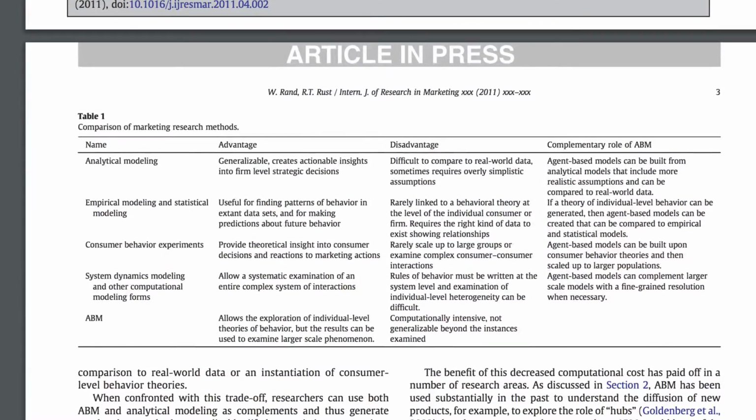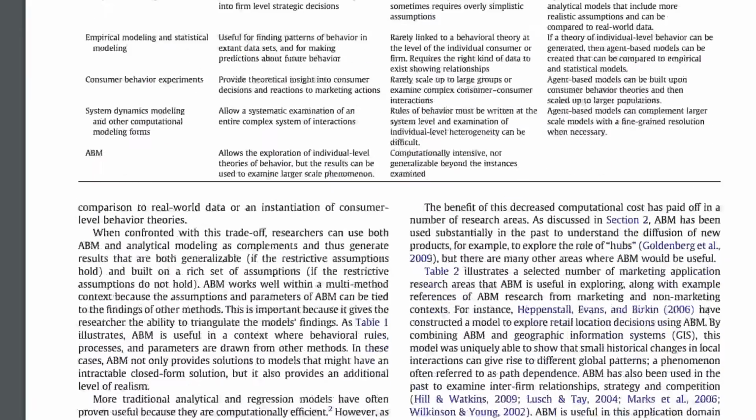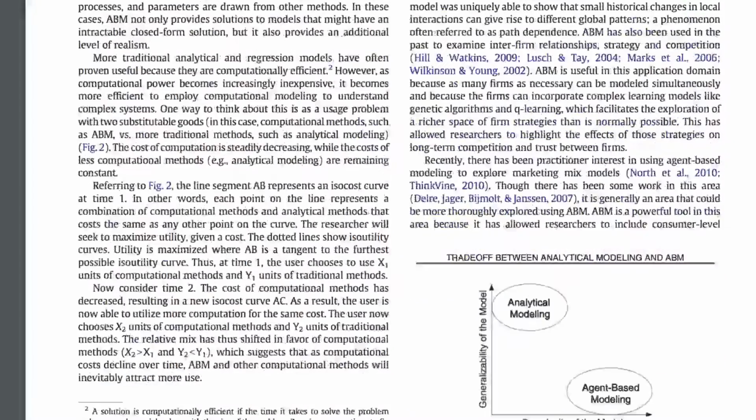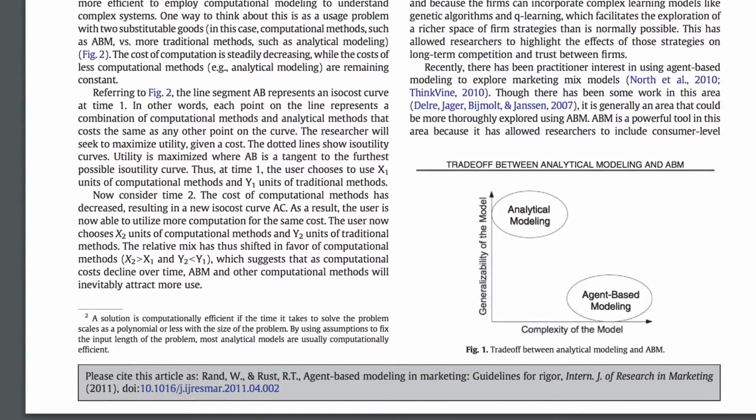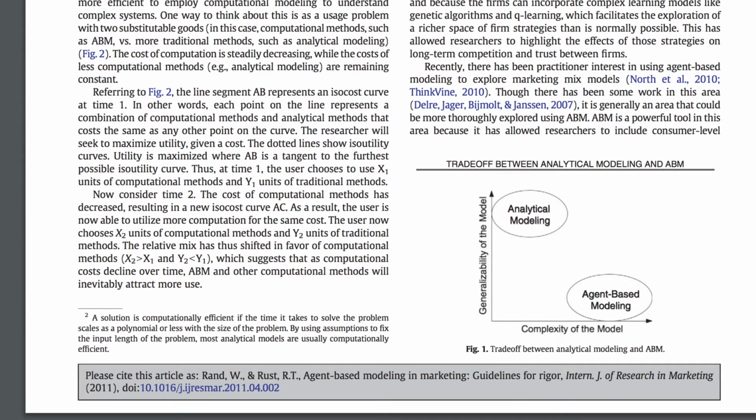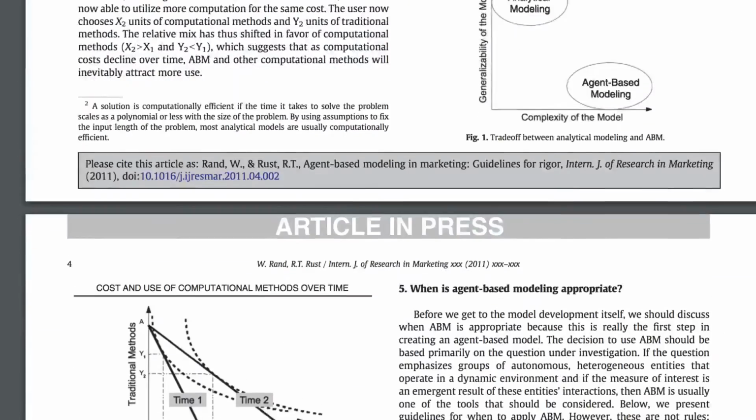And it starts off with a discussion of how agent-based modeling is related to other types of modeling: analytical modeling, empirical modeling, consumer behavior. Primarily modeling methods that are well covered within the marketing context and the business context. And some of these things you should be aware of now. Like with agent-based modeling, the results are maybe less generalizable than some analytical models, but you can build much more complex models.